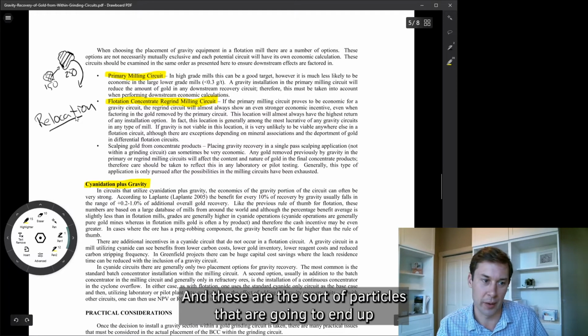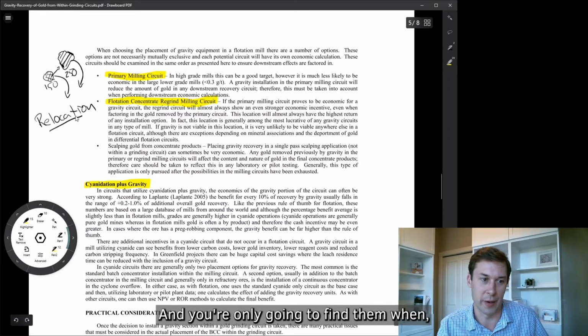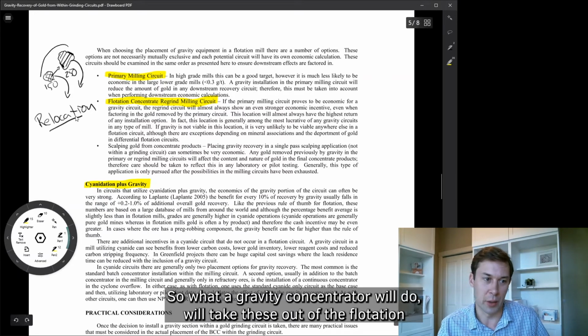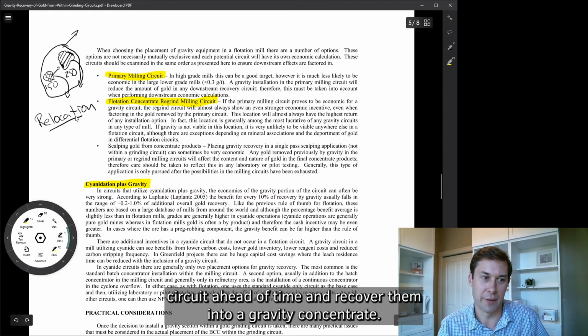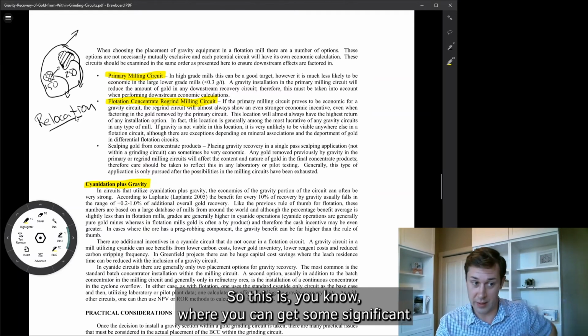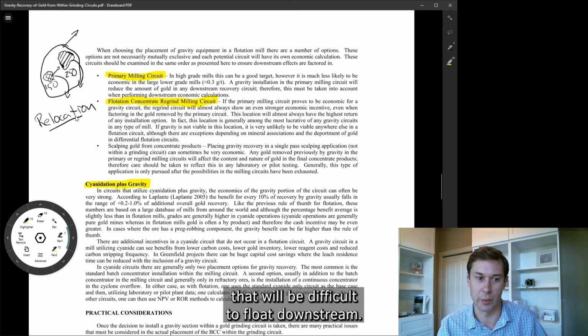And these are the sort of particles that are going to end up in the bottom of the flotation cell, and you're only going to find them when you're cleaning it out for maintenance periodically. So what a gravity concentrator will do is take these out of the flotation circuit ahead of time and recover them into a gravity concentrate. This is where you can get some significant improvement in overall plant recovery: pulling out these free gold particles that will be difficult to float downstream.